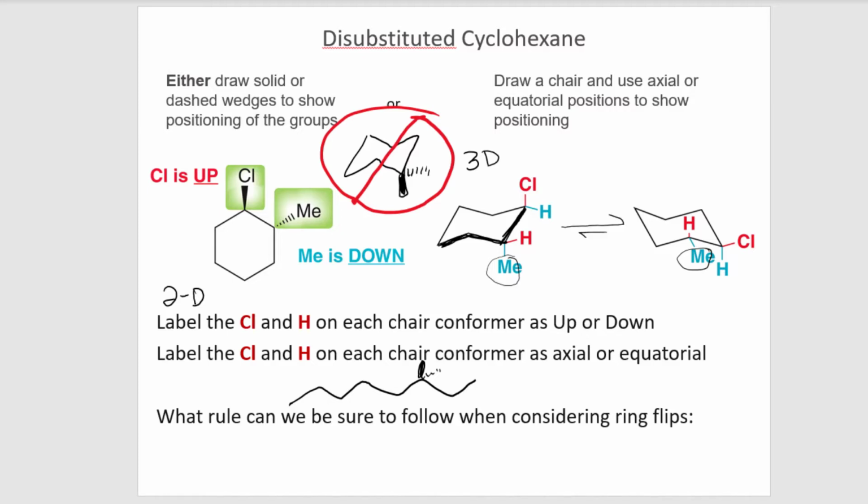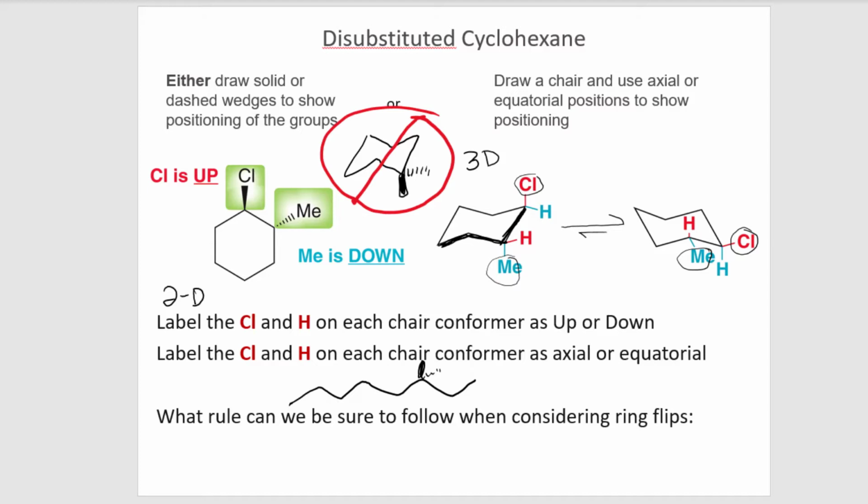And what's nice is that putting it equatorial also happens to put the chlorine equatorial. So I didn't even have to split hairs and decide which group was going to be more important. What you can do now is label the chlorine and the hydrogens on each of the chair conformations as up or down. And you can see the chlorine here is up. It should stay up in both conformations.